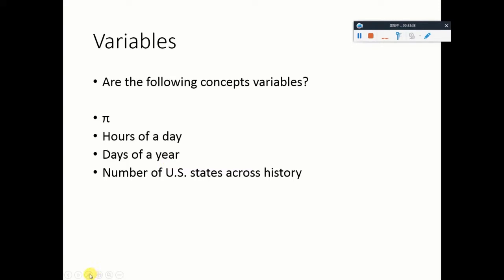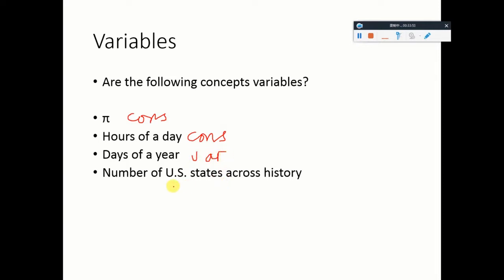Well, let's make a mark. So this is a constant. This is a constant, and this is a variable.